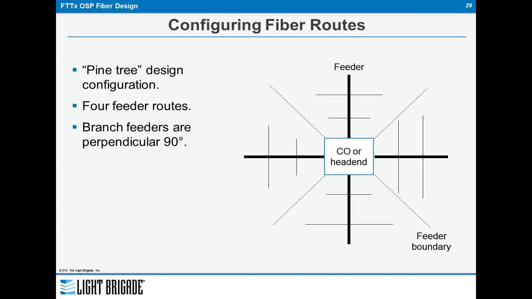We call it the pine tree. 4 routes come out of the central office, north, south, east, and west. Our branch cables come off at 90 degrees to those, and then the dotted lines are our serving boundaries. So this is part of the fundamental plan. We look at an overall area, and this will also give us some fiber count and sizing.